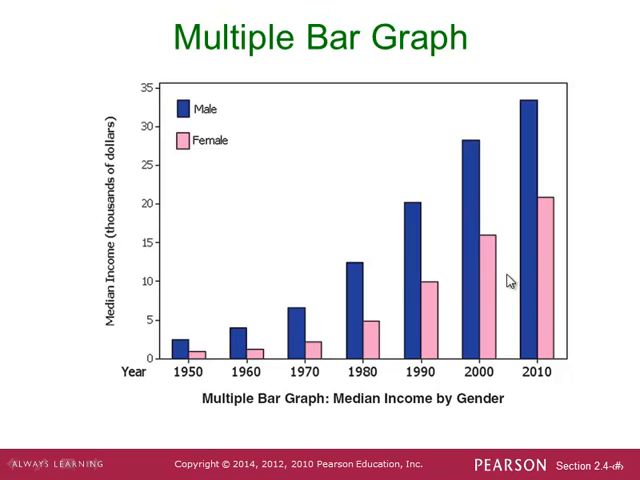Here's an example of a two variable bar chart, in which case we have males and females, median income in terms of thousands of dollars. So right here, this is 30,000. Down here is 15,000, 10,000, and so forth. And you see the two different colors of bars. The blue is for males, the pink is for females. And the height of each bar represents the median income for the year 1950 for a male or for a female.